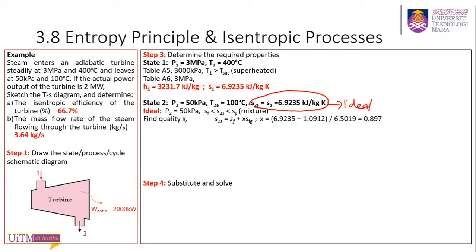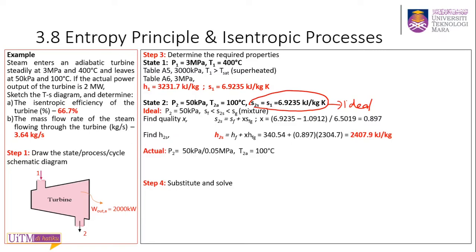And using the equation for mixture again, we can solve for the ideal specific enthalpy H2S at state 2, which we can see here equals 2407.9 kilojoules per kg. Next, we solve for the actual conditions using the given information. Remember to check for the phase again, and using the appropriate table, we can read for actual specific enthalpy H2A at state 2.